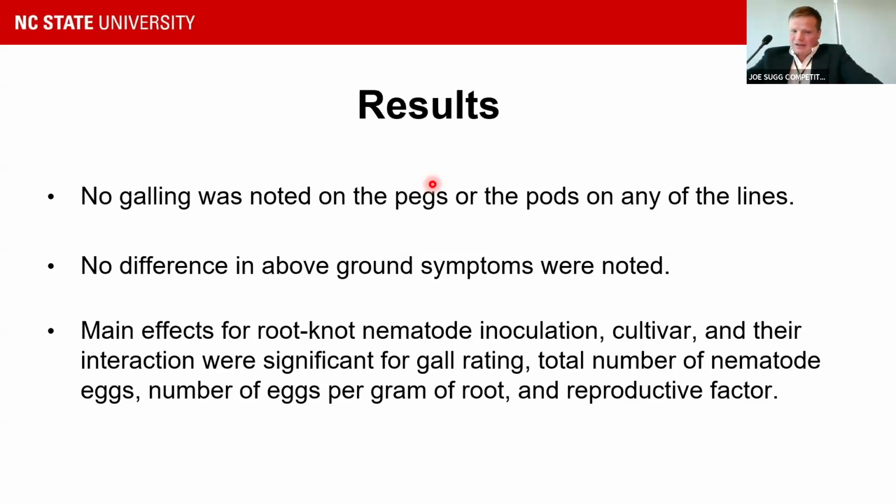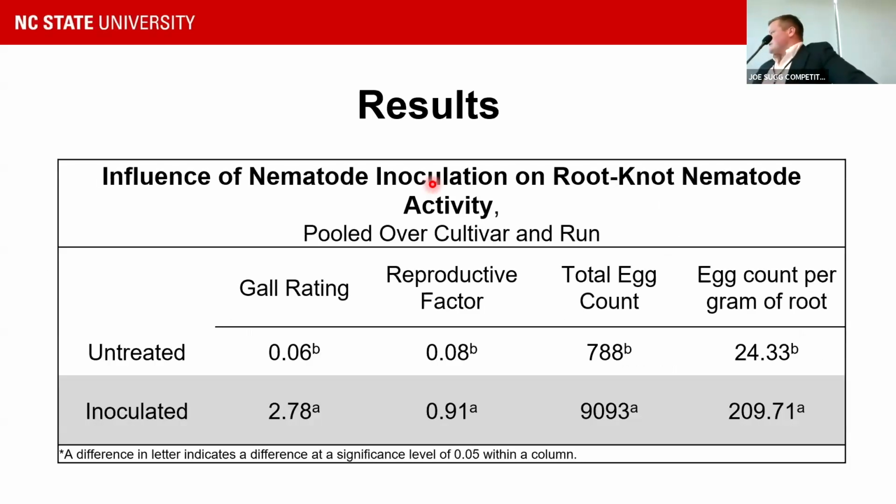But moving on from that, we saw that our root knot nematode inoculation and our cultivar and their interaction were significant for all of our factors that we measured, being our root galling, total egg counts, eggs per gram of root, and our reproductive factor. For the sake of time, I'll just go through this real quickly. Obviously, it's clear to see and expected that we saw increased nematode activity with our inoculated compared to our untreated.